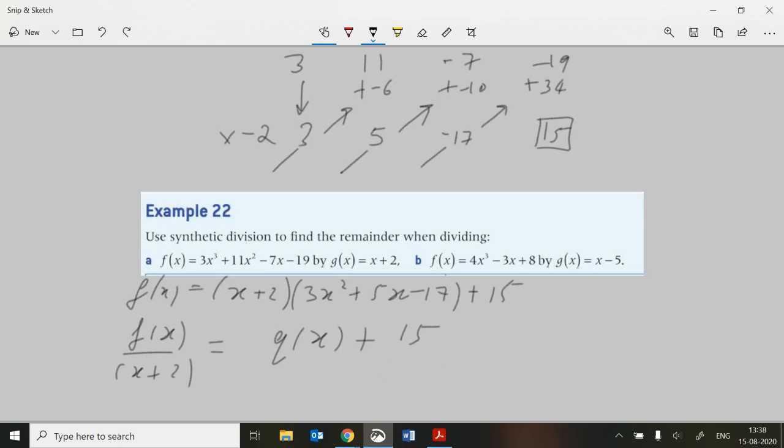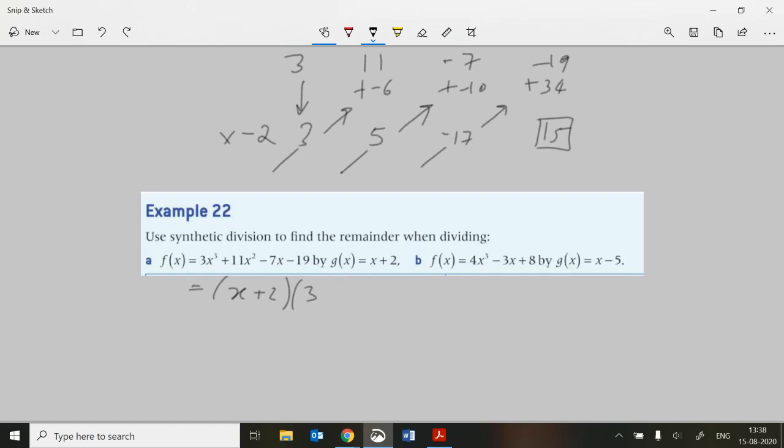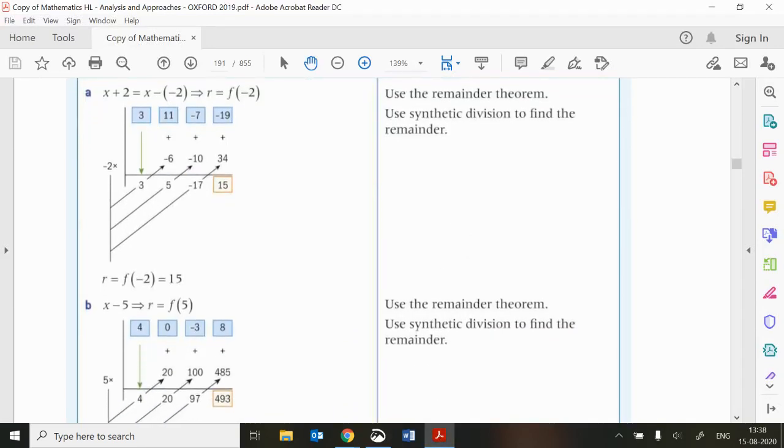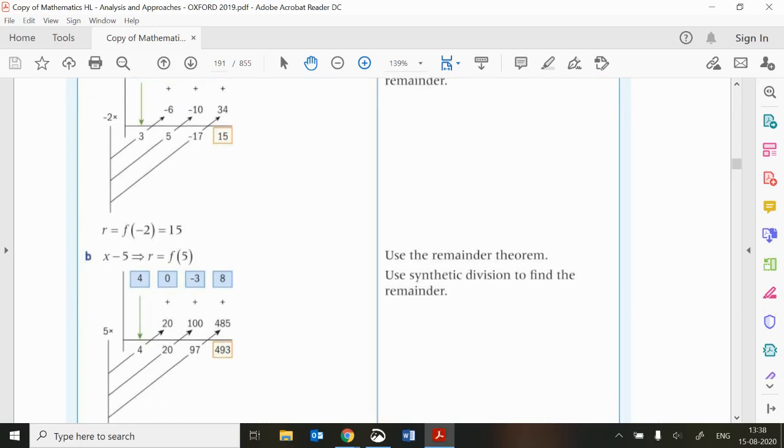Okay, so that's what we've done, and we can then leave that as our final answer. It's not rubbing it out, so there we go. That's leaving it as our final answer there. And let's just check this one in the book. Yeah, we can see that we're getting 3, 5, minus 17, and you getting your 15 there.